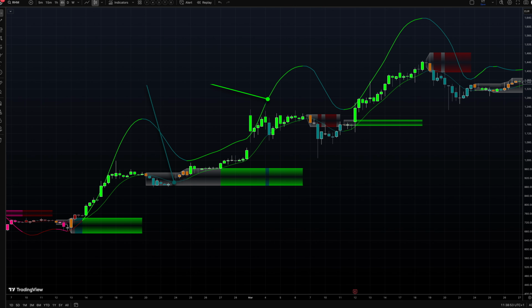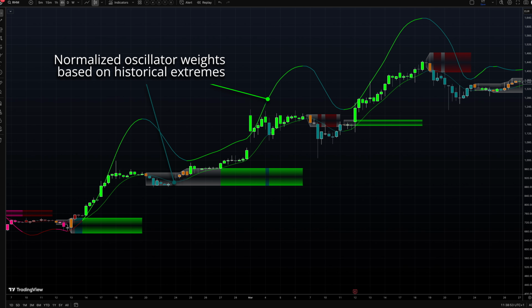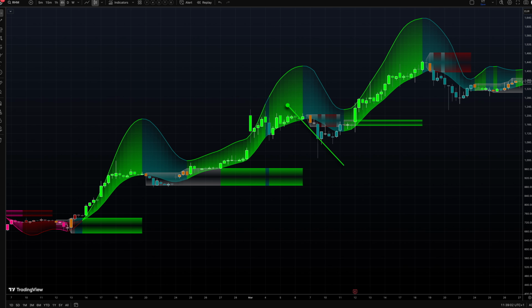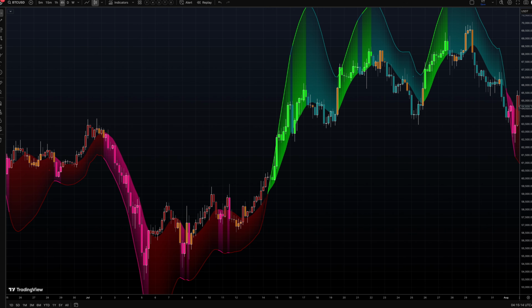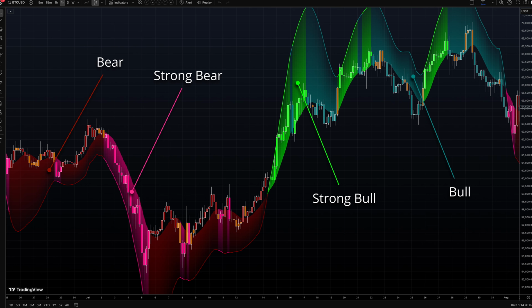The indicator calculates normalized weights from selected oscillators by measuring their distance from center lines relative to historical extremes. These weights modify a reference moving average to create a weighted version, with the gap between them forming the oscillator channel. The system identifies 4 market states: bull, bear, strong bull, and strong bear conditions, based on price position relative to reference levels and directional momentum of both lines.